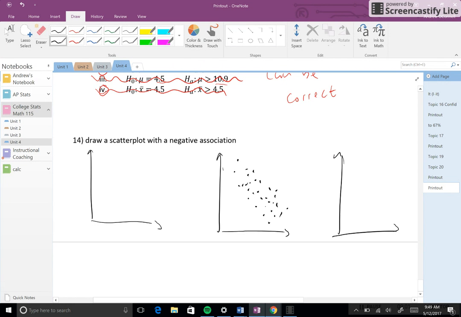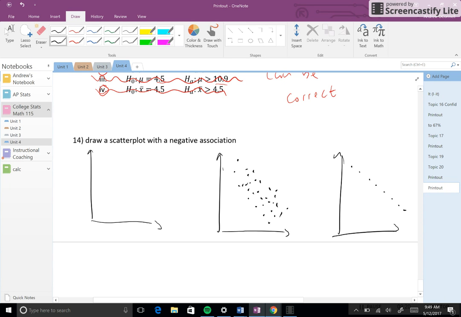If you see a scatter plot that generally is descending from left to right, if it's descending, it has a negative association. This is a generally pretty strong negative association. A very strong negative association would be if it was in a perfect line.